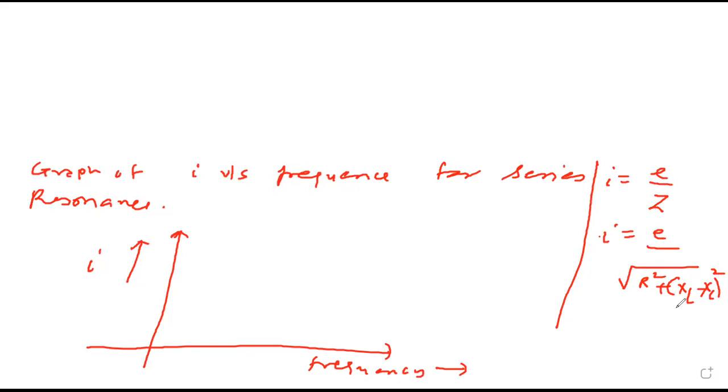That means if this factor goes on decreasing, the denominator will go on decreasing, because R is fixed; it does not depend upon frequency, that day I had written for you. So if XL minus XC goes on decreasing, can I say the denominator will go on decreasing?